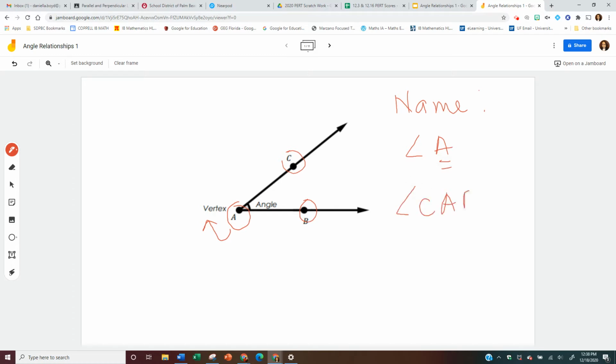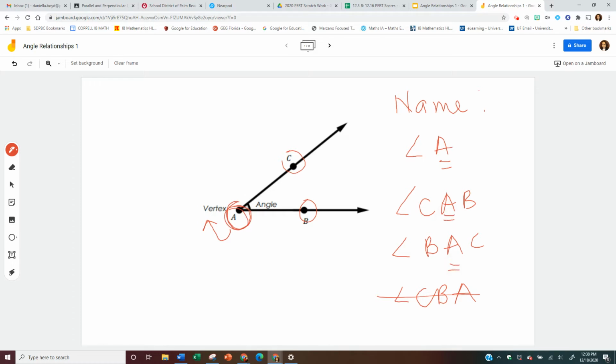Do you see the order? It's important. Or this can be called angle BAC. I cannot call this angle CBA. That is incorrect because A is the vertex, and so A needs to be in the middle of all of my names.